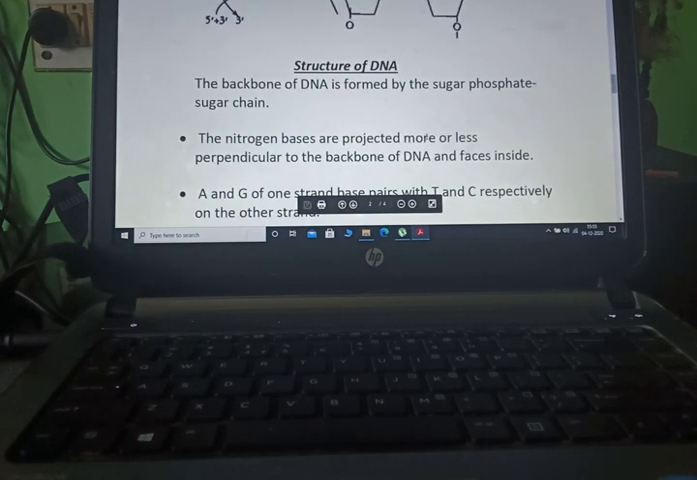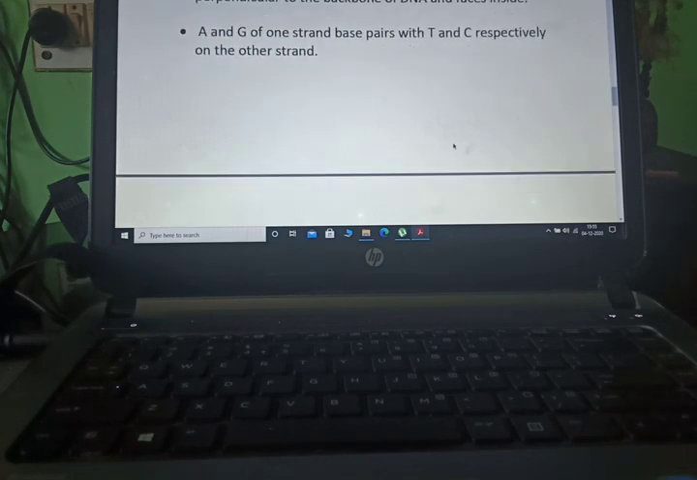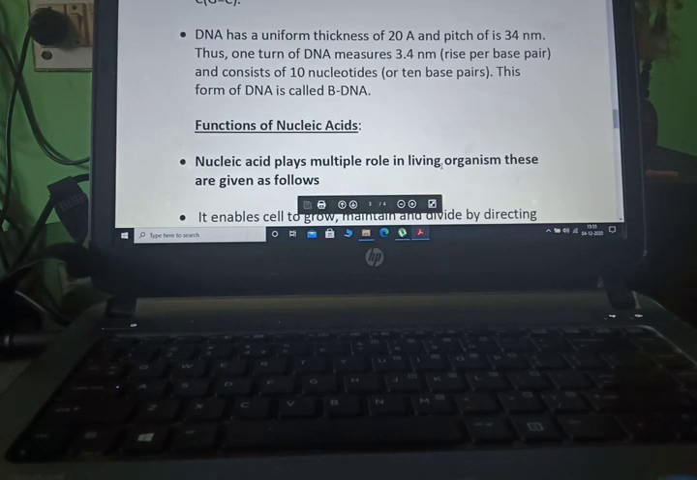The backbone of DNA is formed by the sugar-phosphate-sugar chain. The nitrogen bases are projected more or less perpendicular to the backbone of DNA and face inside. Adenine and guanine of one strand base pair with thymine and cytosine respectively on the other strand. Between adenine and thymine there are 2 hydrogen bonds and there are 3 hydrogen bonds between guanine and cytosine. DNA has a uniform thickness of 20 angstrom and a pitch of 34 nanometer. Thus, one turn of DNA measures 3.4 nanometer and consists of 10 nucleotides, almost 10 base pairs. This forms the DNA which is known as B-DNA.